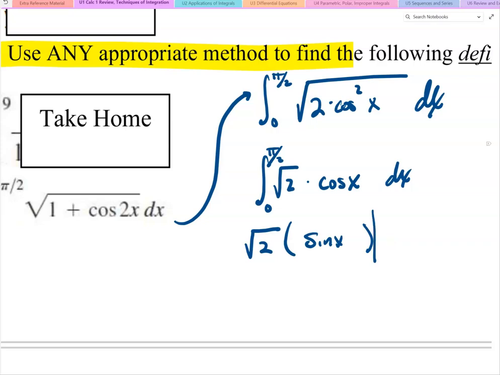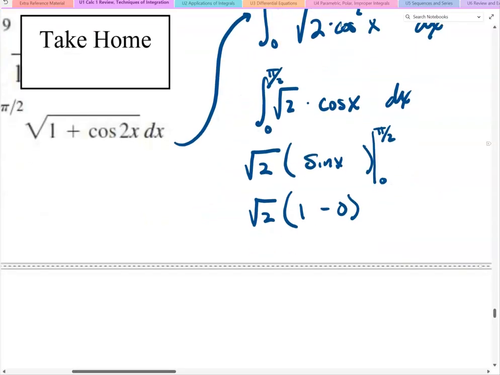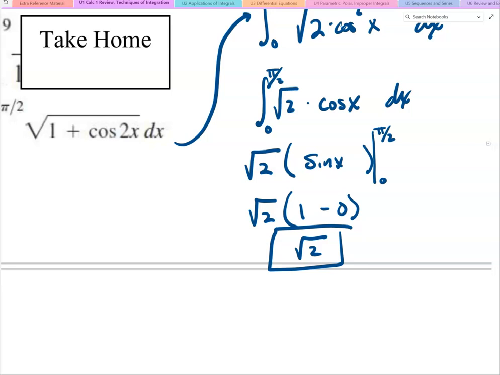And when we evaluate sine at our boundaries of integration, 0 and pi over 2, we have root 2 times 1 minus 0. Sine of pi over 2 is 1. The y value at pi over 2 is 1. And the y value at 0 radians is 0. So sine of x evaluated at these two boundaries is 1 minus 0. And we end up with just the square root of 2 times 1 minus 0. And we'll call that square root 2.